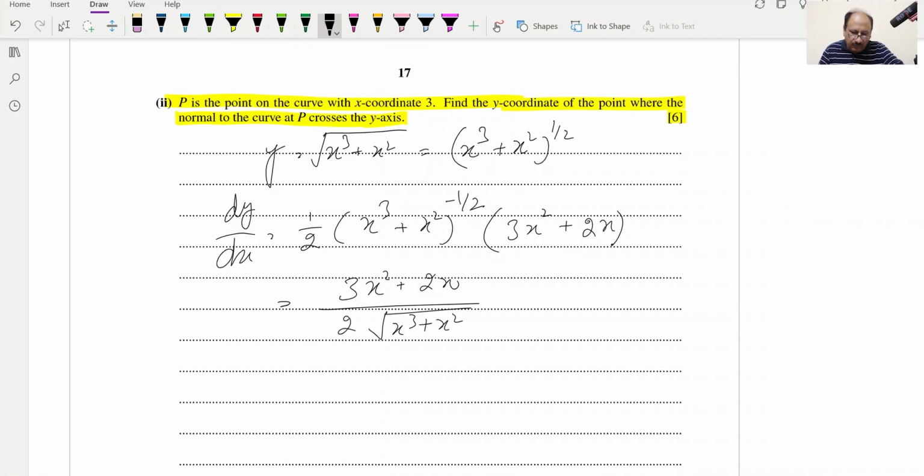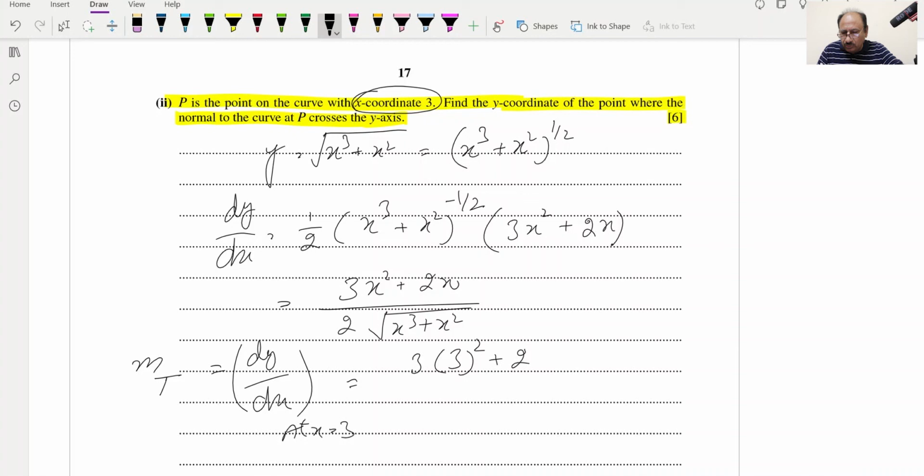Now we can find the gradient of the tangent. The gradient of the tangent will be what? This will be at the point where x is equal to 3, since the x coordinate is given. So this will be dy over dx at x is equal to 3, which equals 3 into 3 squared plus 2 into 3, divided by 2 times the root of 3 cubed plus 3 squared.